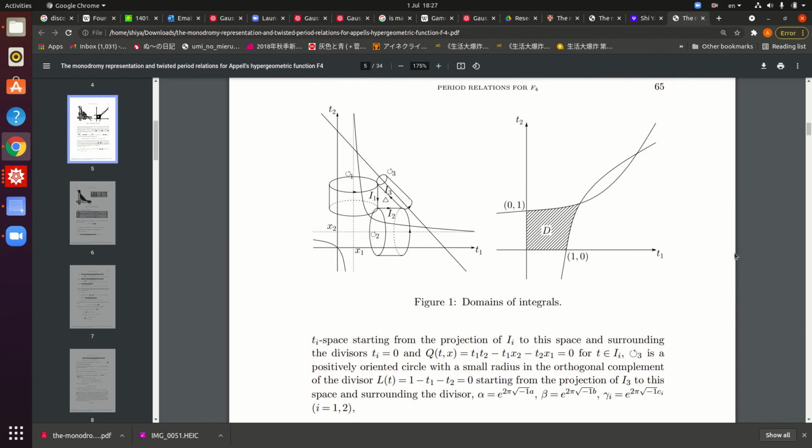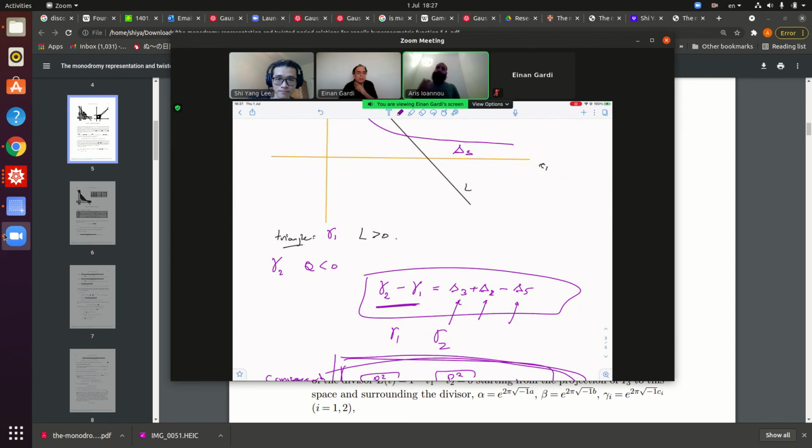So as a first thing, Xiyang, try to find all the boundaries so you can write explicit integrals essentially. And if you have questions about it, we can discuss next week. We can discuss before the meeting with him.